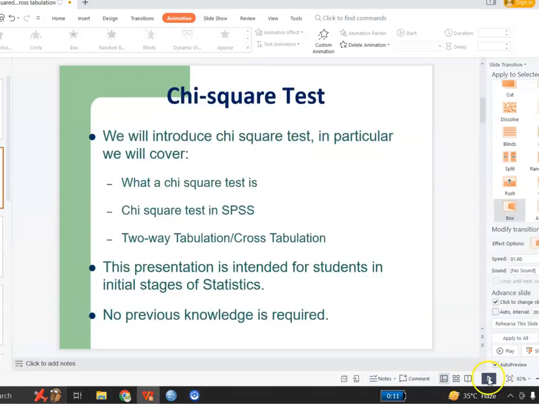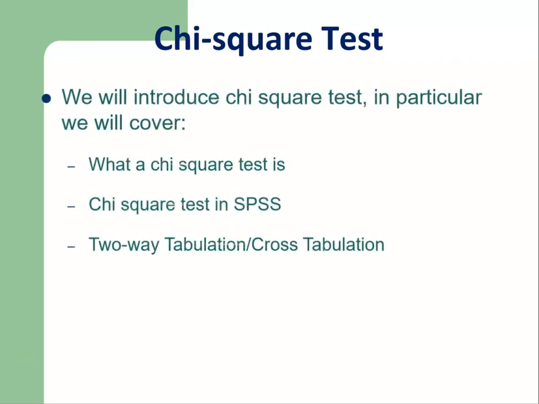So let me start with the chi-square test and let me introduce the schema presentation. I will introduce chi-square test, and in particular we will cover what is a chi-square test, how can we compute chi-square test value in SPSS, and how can we do that using cross-tabulation or two-way tabulation.